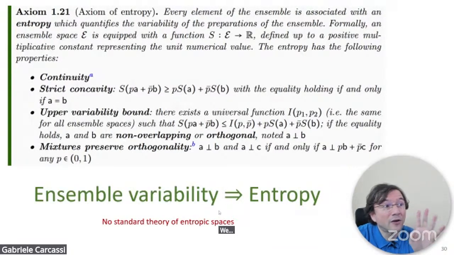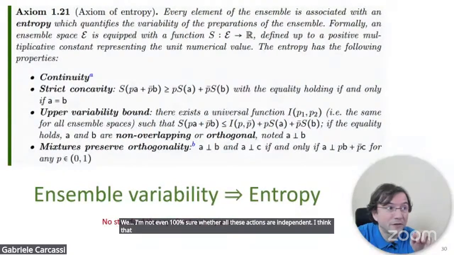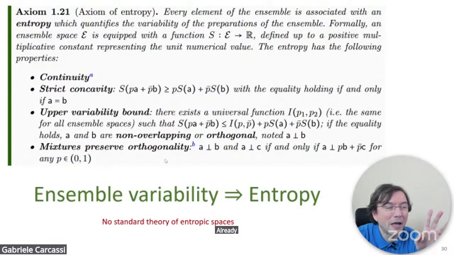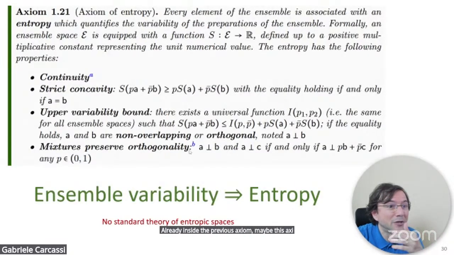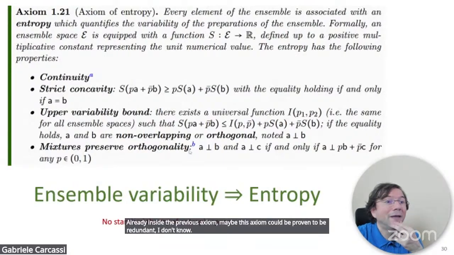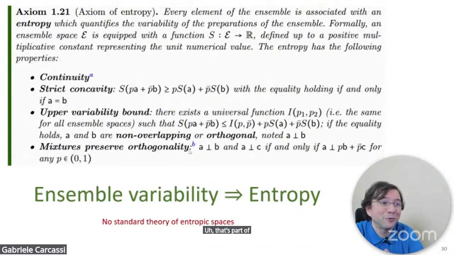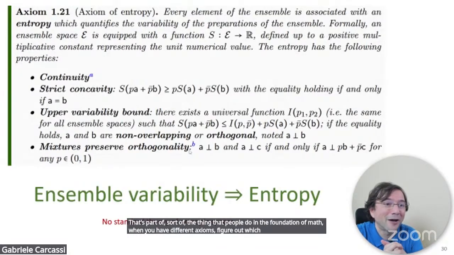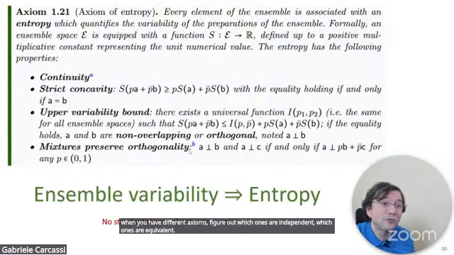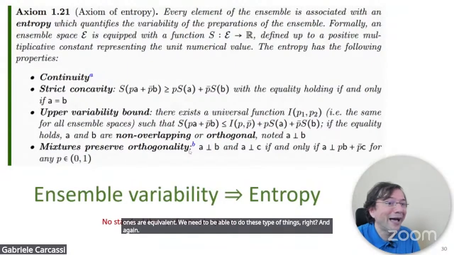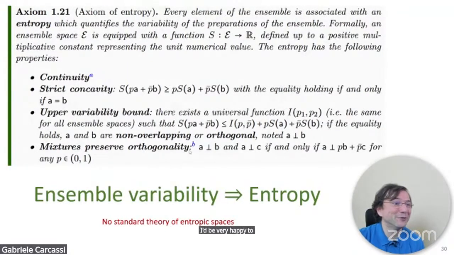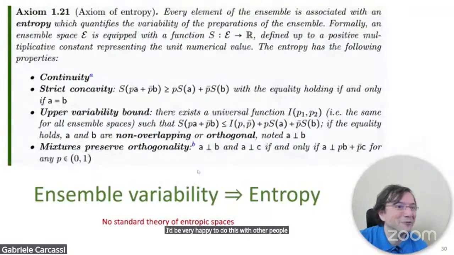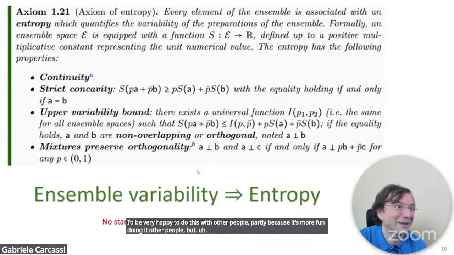I'm not even 100% sure whether all these axioms are independent. I think that part of this axiom is actually already inside the previous axiom. Maybe this axiom could be proven to be redundant. I don't know. That's part of the thing that people do in the foundation of math. When you have different axioms, figure out which ones are independent, which ones are equivalent. Now, we need to be able to do these types of things, right? And again, I'd be very happy to do this with other people, partly because it's more fun doing it with other people, but because they're going to have different intuition.